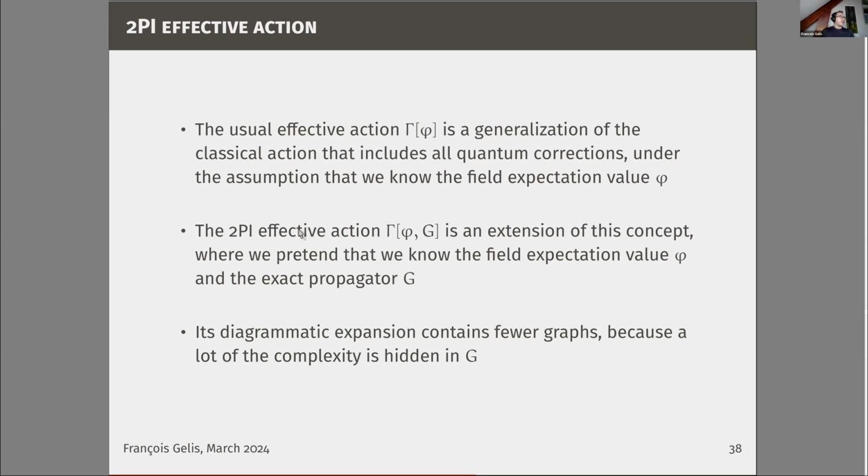And the 2PI effective action is a generalization of this concept. It depends on a field and on a propagator. And it's the generalization of the classical action if you pretend that you know the expectation value of the field and the exact propagator G. And the reason why, if you knew this object, it's more powerful than knowing just gamma of phi comes from the fact that when you say you know the propagator, it means you've already packed a lot of the complexity of the problem in what you call G, in the propagator.